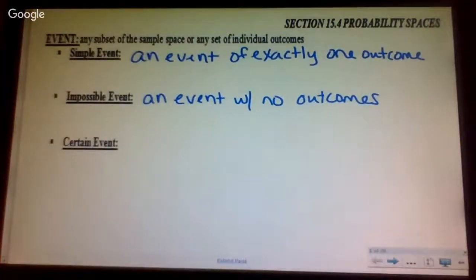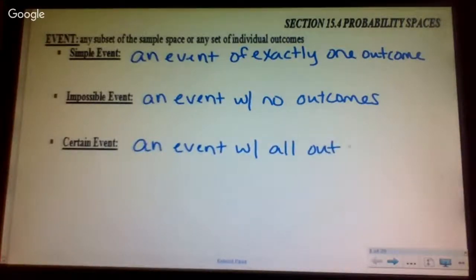All right. So, if an impossible event is an event with absolutely no outcome, what is a certain event? A certain outcome. Not a certain outcome. More than one. Okay? More than one, technically all of the outcomes. It has everything in it. So all outcomes. So impossible is no outcomes. Certain is all outcomes.